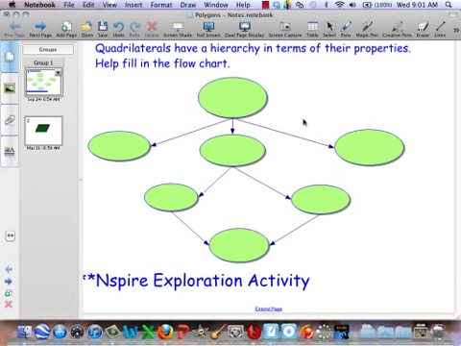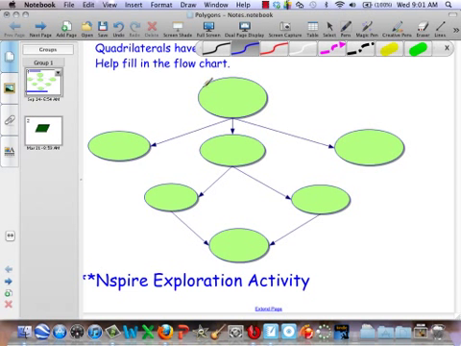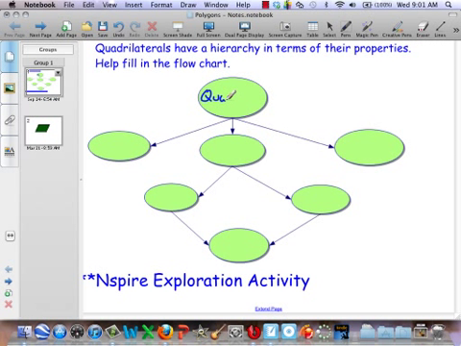So, yesterday we learned about all the different polygons and how their angles work. Today we're going to be looking specifically at the quadrilaterals. At the top of our little flowchart here, we have all quadrilaterals. A quadrilateral is any four-sided figure. There's no relationship between the sides, the angles, etc. It's just any four-sided figure.